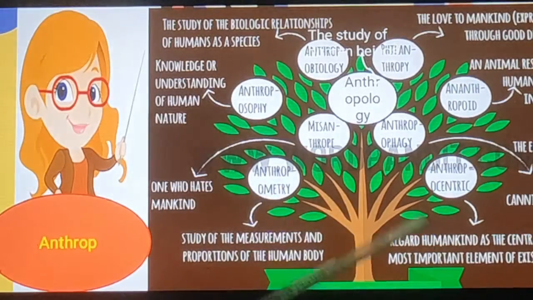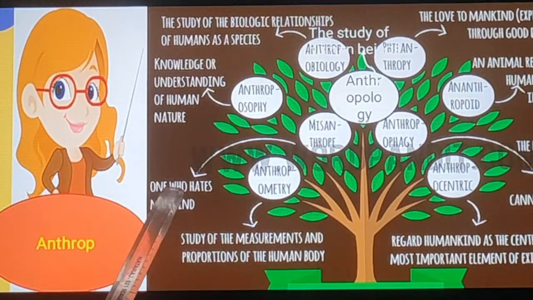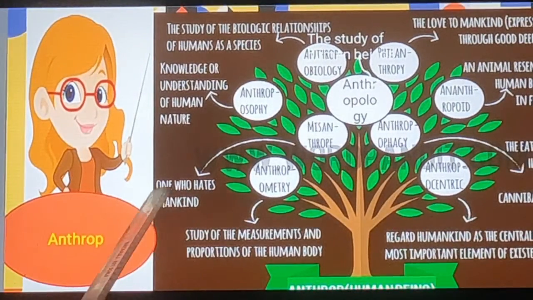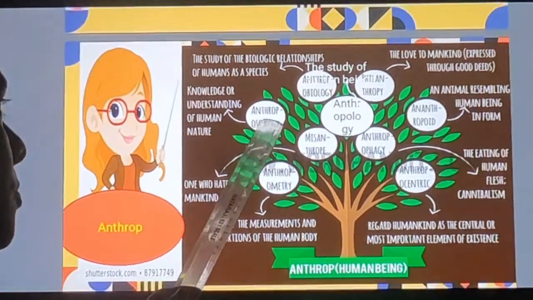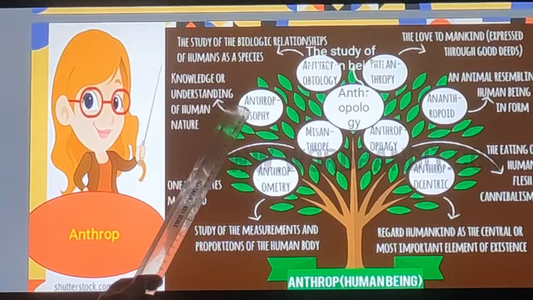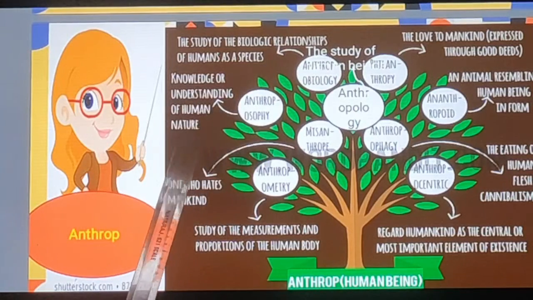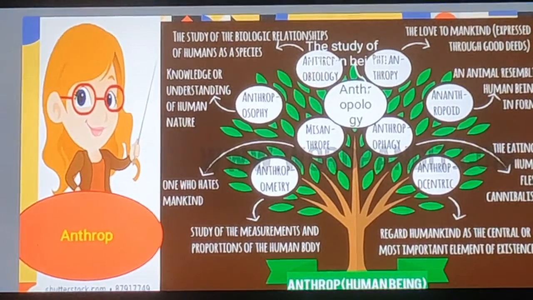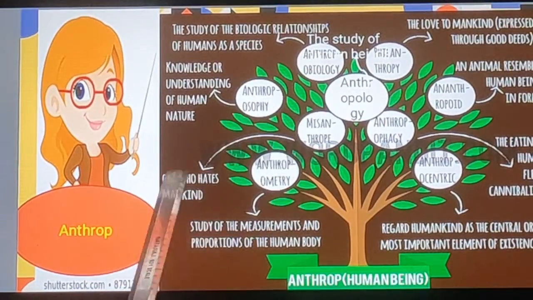And next one, misanthrope. What is that? Misanthrope means one who hates mankind. One who hates mankind, we call a misanthrope. Next one, anthroposophy. Anthroposophy means knowledge or understanding of human nature. Okay, do you understand? Look at this.